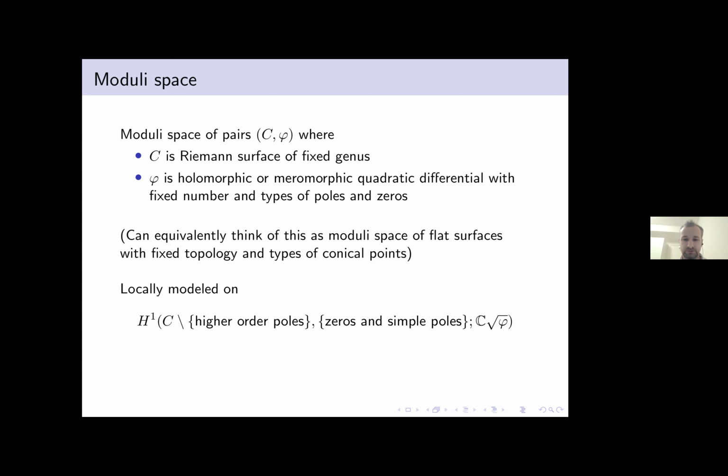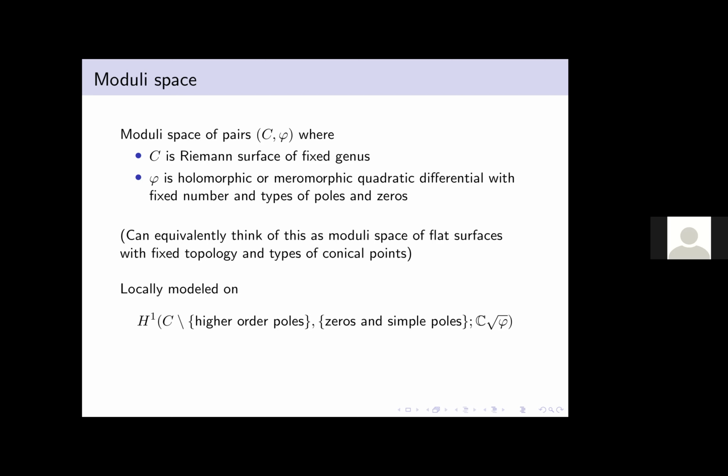And yeah, an important fact here, it's actually easy to understand locally that it's locally modeled on this cohomology, this complex vector space, which is the cohomology of the curve C where you remove the higher order poles, and it's relative to the zeros and simple poles.